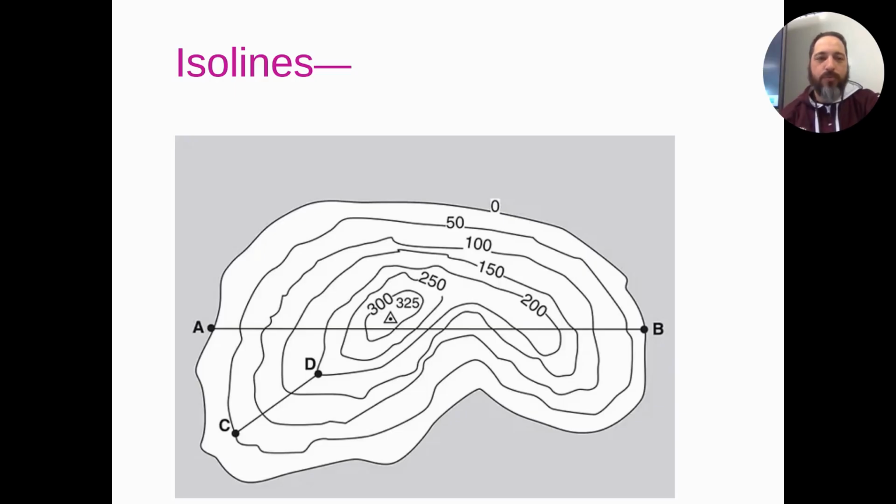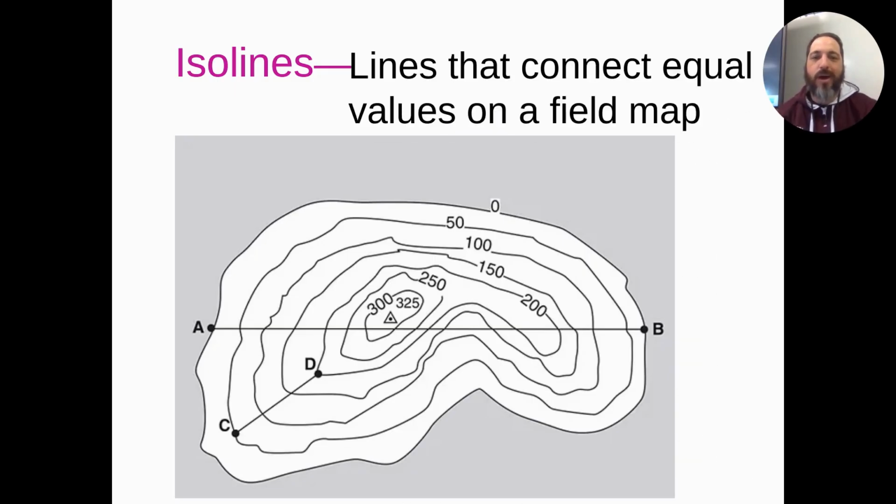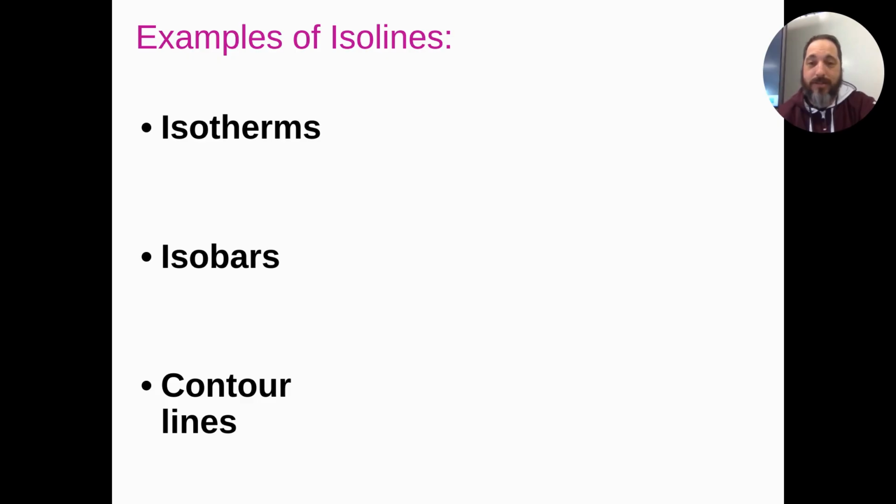All right, so how do we group that data together? We're going to be using something called isolines. Isolines are what we are going to be using to connect equal values onto a field map. Now there are different types of isolines, and each of these different types gets a different name depending on what type of information it's connecting.